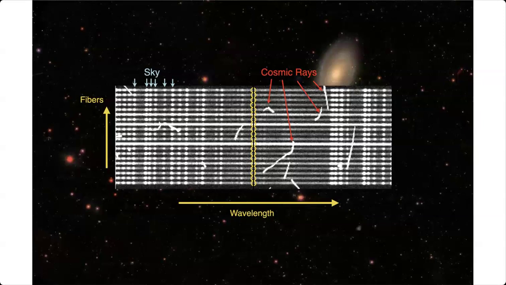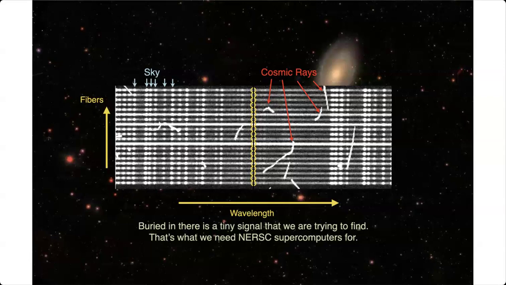That's where we need the NERSC supercomputers for analyzing this in extreme detail, getting the absolute last bit of statistical information out of these data, so that buried down there in the noise, we're getting those little bumps and wiggles from those galaxies and measuring where they are in redshift.